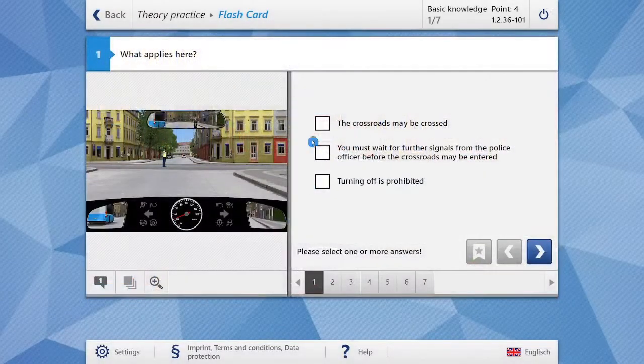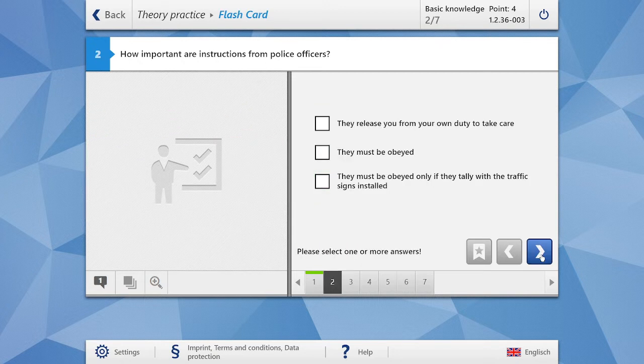Let's now look at the questions. The crossroads may be crossed. Yes, right? You can cross. The police officer is not asking you to stop. You must wait for further signals from the police officer. No. Turning off is prohibited. No. So this is our answer. Let's click next. That's right. Let's go to the next question.